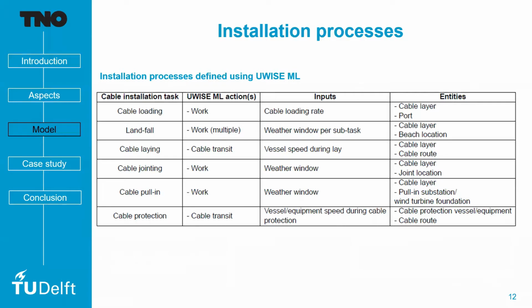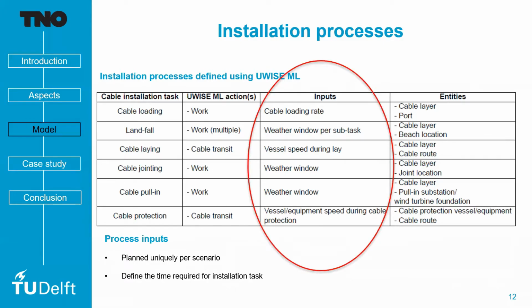I don't have to go very deep into this section. It is merely to give an idea of how these blocks were used to represent different functions. These inputs are of course planned uniquely per scenario, and that's the key to identifying the usefulness of the model. So how do we select these inputs? That's the next question.